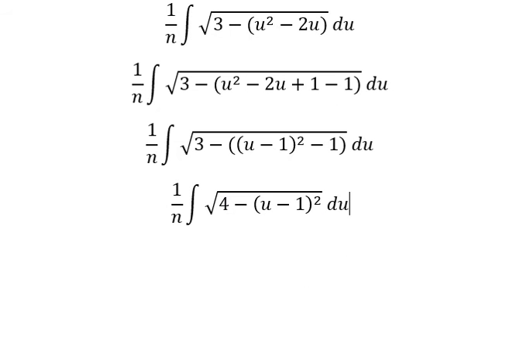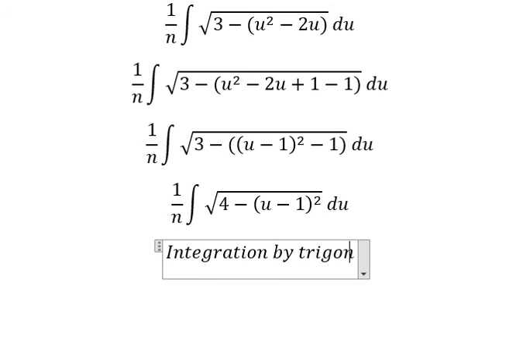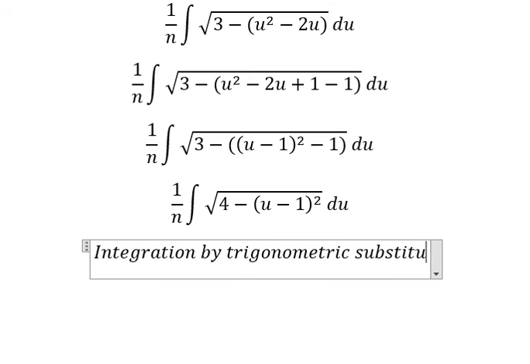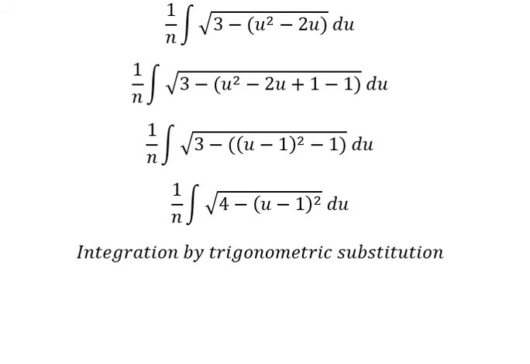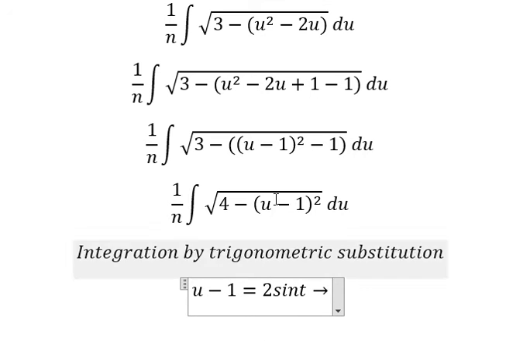And now we can use integration by substitution, integration by trigonometric substitution. So u minus 1 we change for 2 sine t. Because if we put this one going here, you get 4 sine t square. Number 4 we can do factorization. 1 minus sine t square we change for cosine t square, and later we simplify the square root.